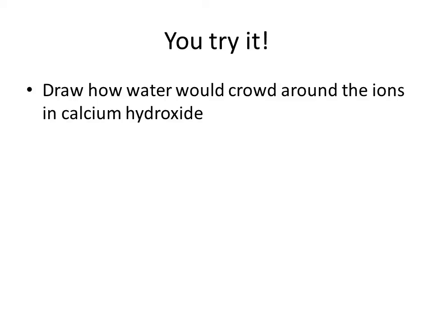Now that you've learned the principles of how an electrolyte will dissolve in water, what I want you to do is to draw how water would crowd around the ions in calcium hydroxide so as to make it dissolve in water. Recognize calcium hydroxide is a metal with a nonmetal, so it's an electrolyte, and it dissolves by dissociation. So write the ions that are in calcium hydroxide and then try to draw how water would orient itself around each of the ions.